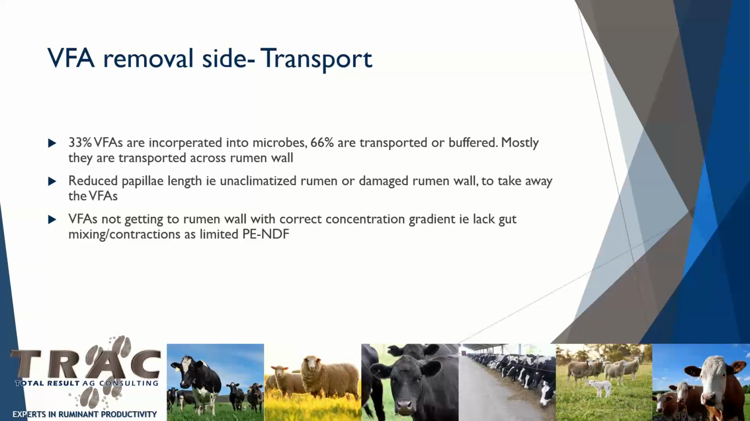And also, the volatile fatty acids need the ability to get to the extremities of the rumen, get out of that rumen liquid and out towards that rumen wall where they can be absorbed across the osmotic gradient in the rumen. But without the effective fiber and without that rumen mixing, those volatile fatty acids don't get right out to the extremities.